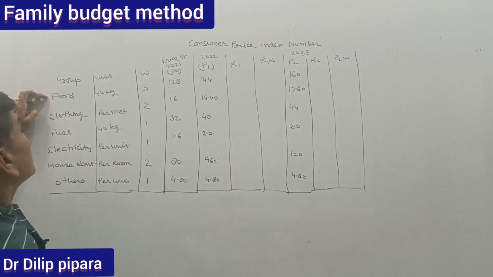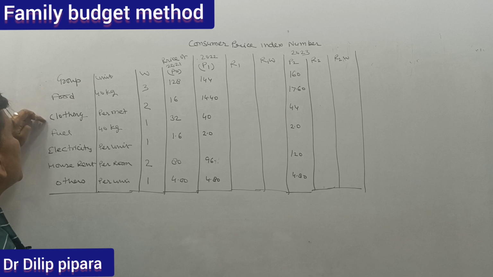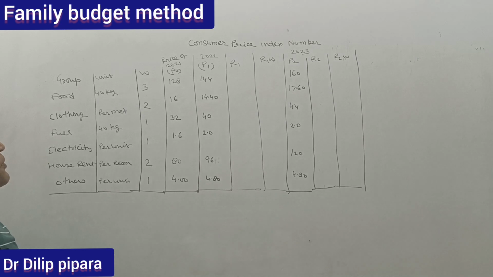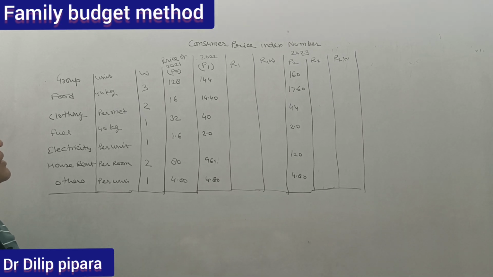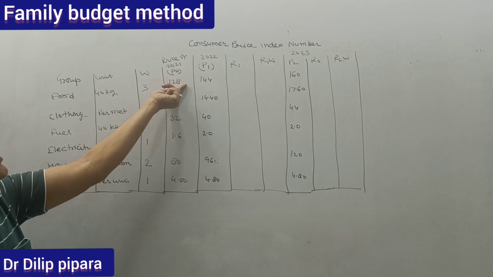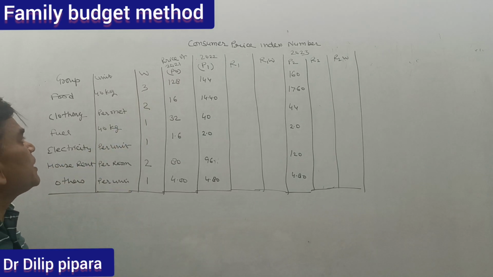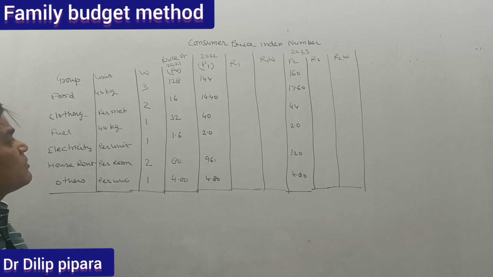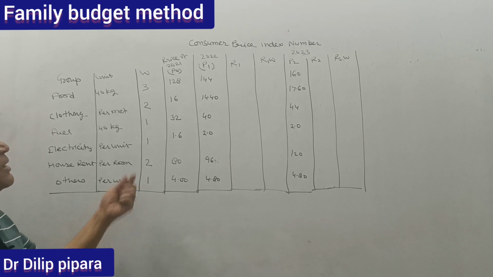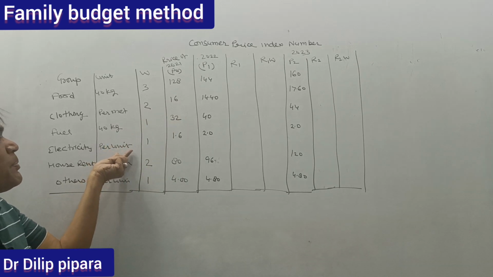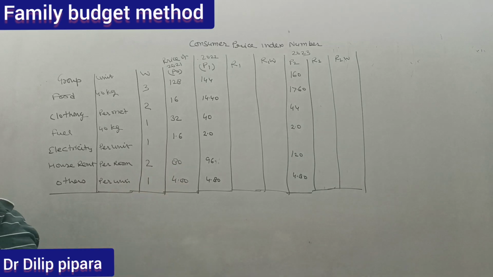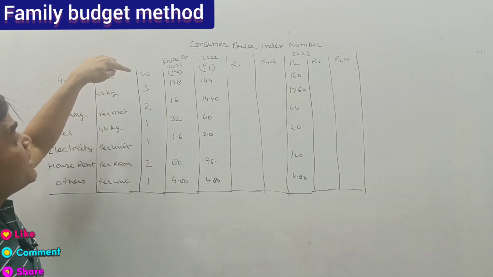The groups given are food, clothing, fuel, electricity, house rent and other. The consumer used 40 kg of food, and the rate is 128 rupees for 40 kg. Cloth, the unit is per meter, the price is 16 rupees per meter. Fuel is 40 kg per unit, and the price is 30 rupees. Electricity is 1.6 rupees per unit. House rent is 80 rupees per room, and other is 4 rupees per unit. The weights are given.